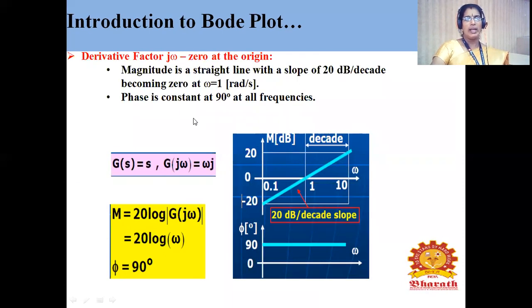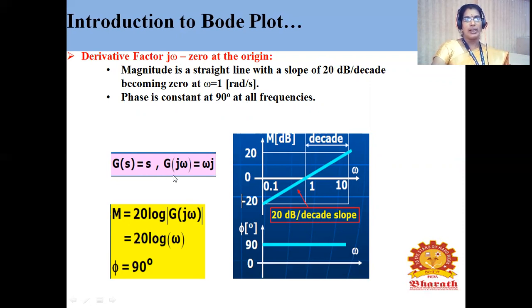So now let us go to the derivative factor, that is the s term in the numerator. If the s term is in the numerator, it is representing the zeros, right? So now the magnitude is a straight line with a slope of positive 20 decibels per decade. So omega is equal to 1 radian per second. Phase is constant at 90 degrees at all frequencies. So if it is the derivative factor, we will be having a positive magnitude and a positive phase. Okay, if it is an integral factor, we will be having a negative magnitude and a negative angle.